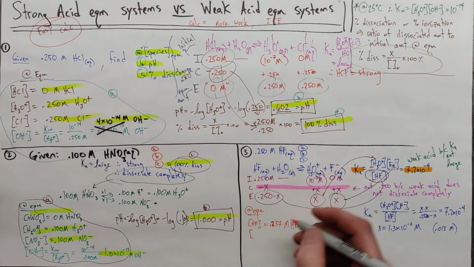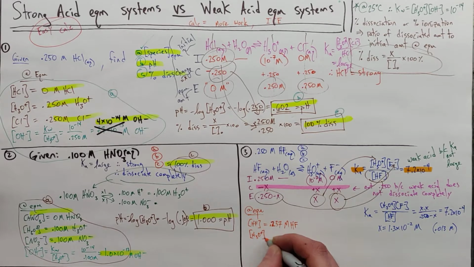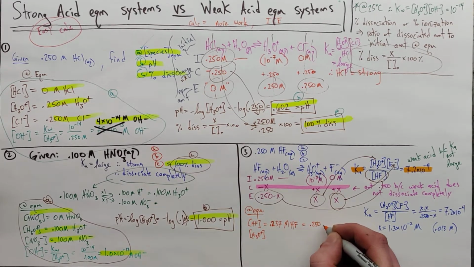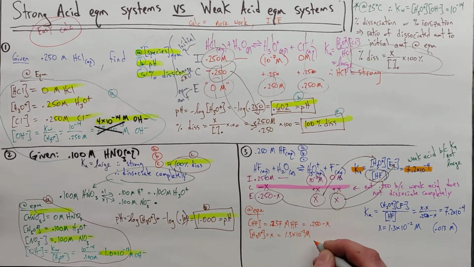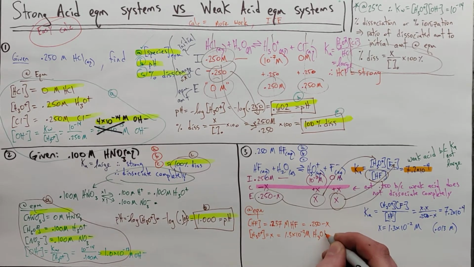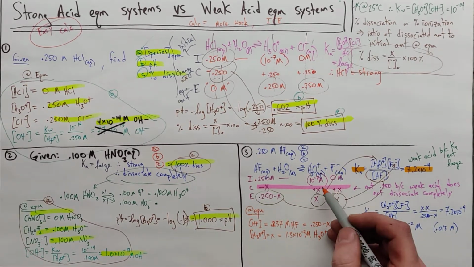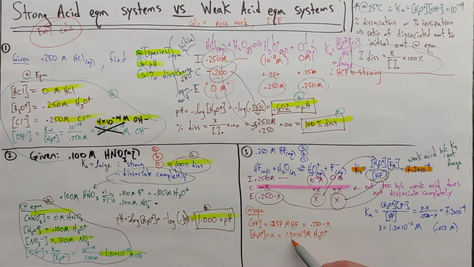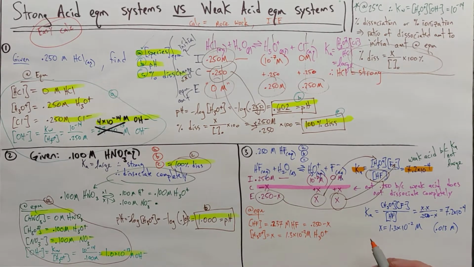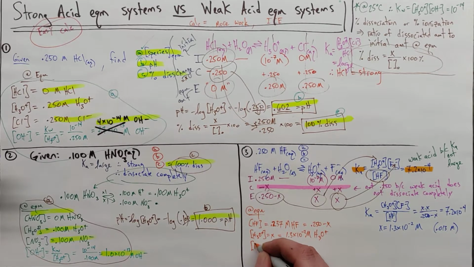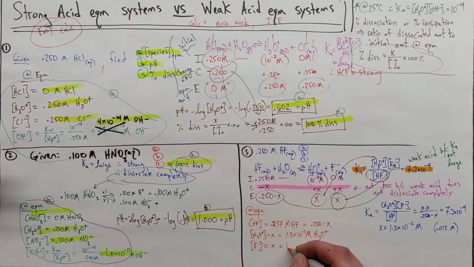Our concentration of H3O+, that, by the way, was 0.250 minus x. Our concentration of H3O+ is supposed to be x, which is 1.3 times 10 to the minus 2 molar H3O+. And I want to point out, by the way, 10 to the minus 7th plus 0.013. Well, that's 0.013 plus 0.000001, which is 0.013 for all practical purposes. Our concentration of F- is supposed to be x, which is 1.3 times 10 to the minus 2 molar F-.